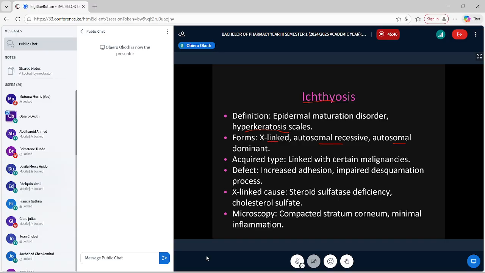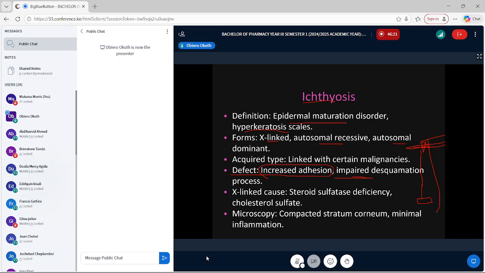And this could be linked with certain malignancies. We think the cells like each other too much. They don't want to be shed off, so they stick together for much longer. So there's this impaired desquamation. You have to shed off your skin so the new one comes in. From the stratum basalis, from the base, the cell has to mature and go up, then become thin, and then shed off so that a new one comes in.